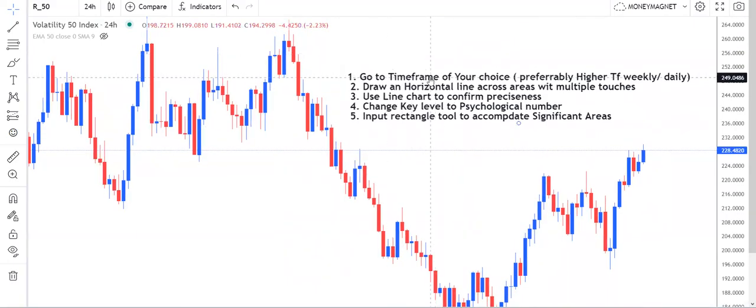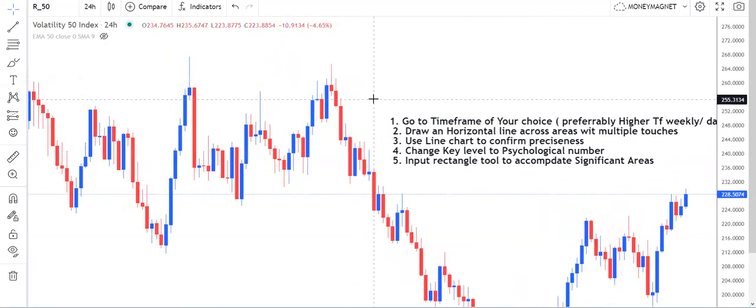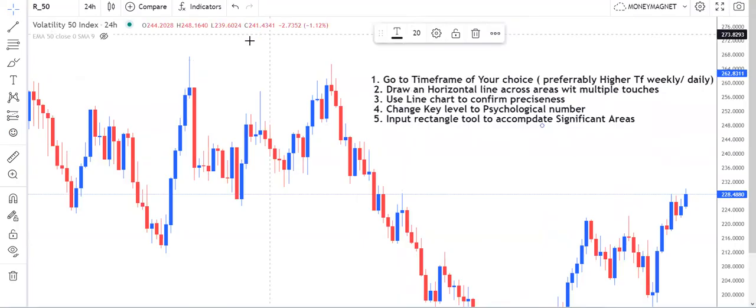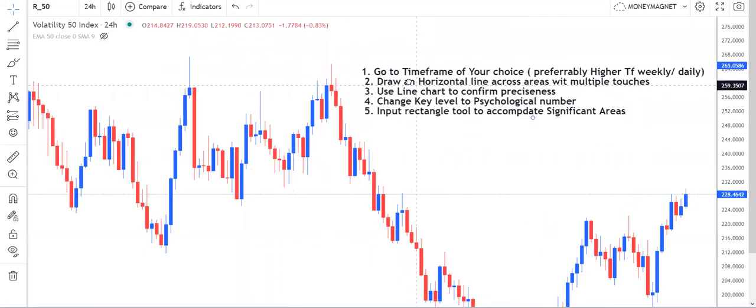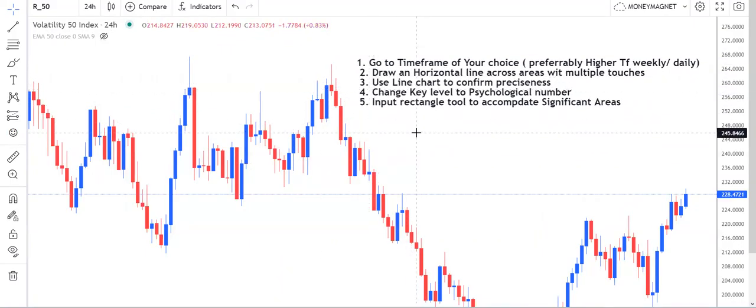So firstly, I go to the time frame of my choice. And preferably, I want to mark my key levels from the higher time frames, the weekly, the daily time frames, as this gives the long-term perspective of the market. And the fact about the market is price moves where the higher time frames direct. And so, for the purpose of this video, I would be using the daily time frame to mark up key levels.